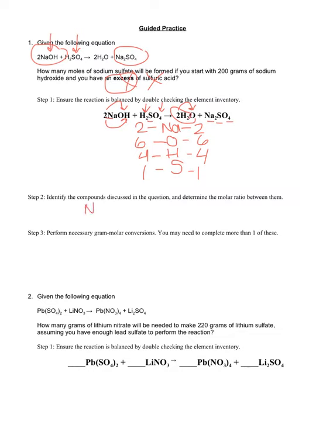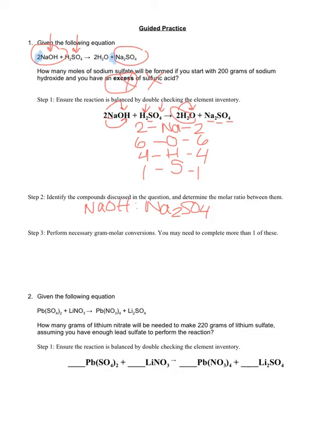So I would write down NaOH is the first compound I'm focusing on, and the second is Na2SO4. So if I want to look at their mole ratios, what I'm going to do is simply look at the coefficients. So in front of NaOH, I see there's a 2. In front of Na2SO4, I see there's nothing.